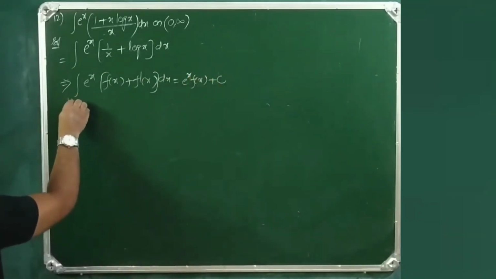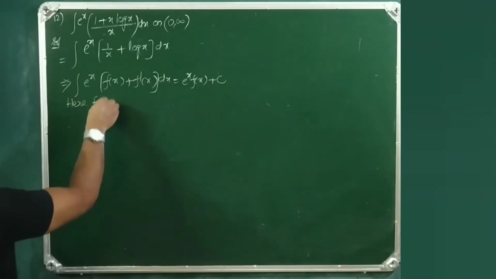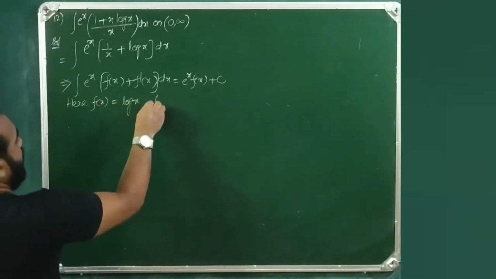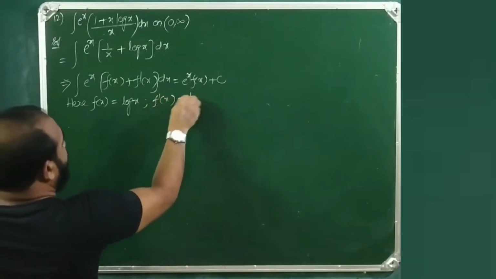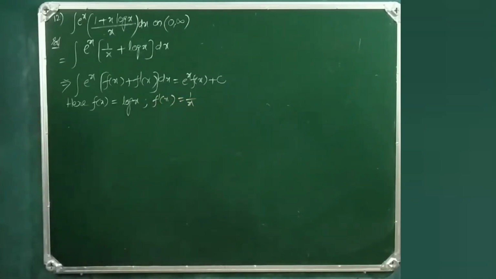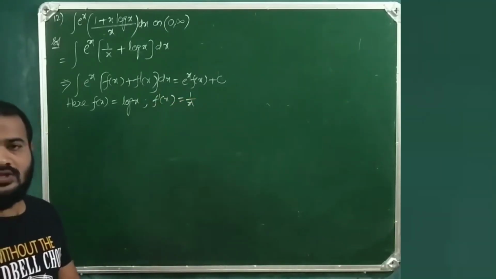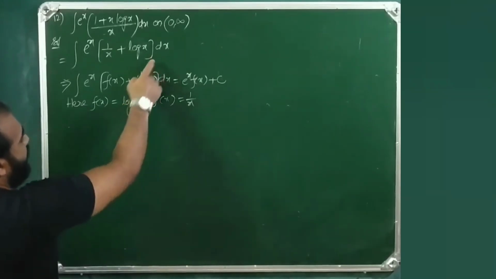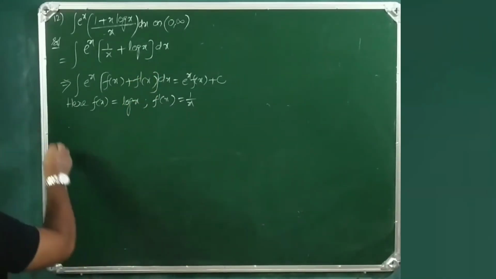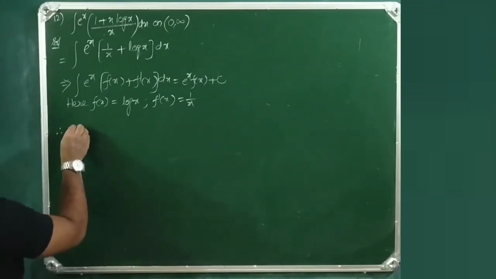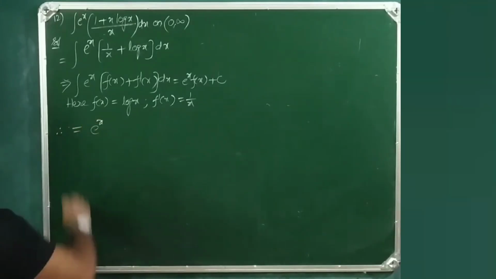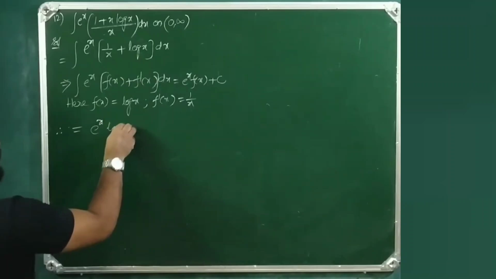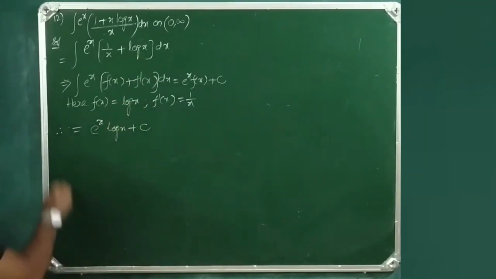Here f of x is equals to log x, f dash x is equals to 1 by x. So let us not confuse the original function with its derived function. Log x derivative is 1 by x, right? Therefore, the answer is e power x into, here f of x is log x, so log x plus constant of integration c.